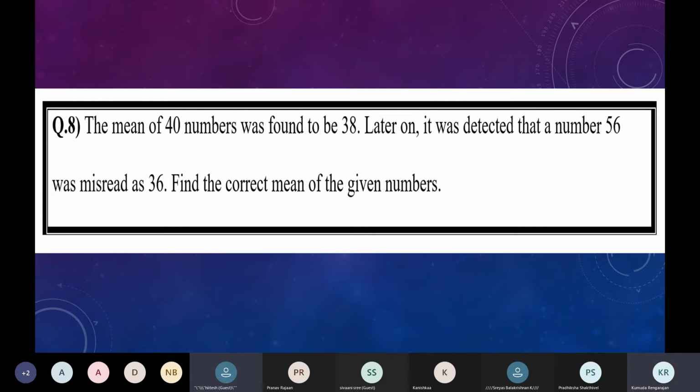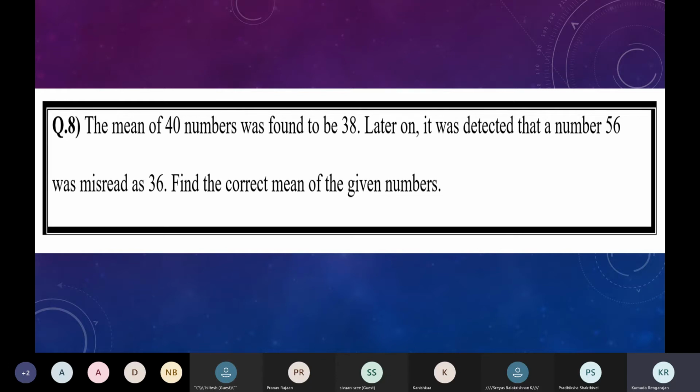You can add 20 directly, but what will you take away from the sum? What was incorrect in the sum? 36, ma'am. So 36 is incorrect, right? Yes, ma'am. Can we take 36 out and add 56, ma'am? That's what you're saying. The net effect is add 20, because you're adding 20 less. That's correct. I didn't say you're wrong.